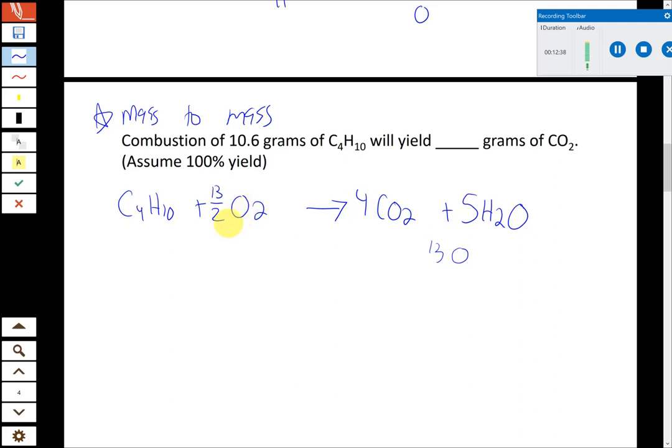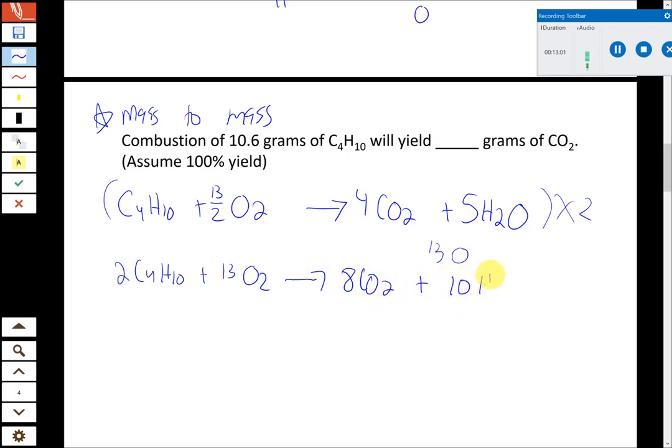If you don't like fractional coefficients, we can multiply this whole thing by 2, and we get 2 C4H10 plus 13 O2. Sorry, just 13 now. I got rid of the 2 by multiplying. So we're going to multiply this whole thing by 2, so we get rid of this fraction, and we get 8 CO2 and 10 water. So this would be the form that's balanced without fractions.